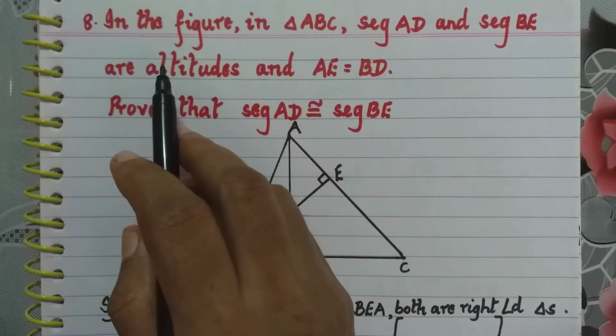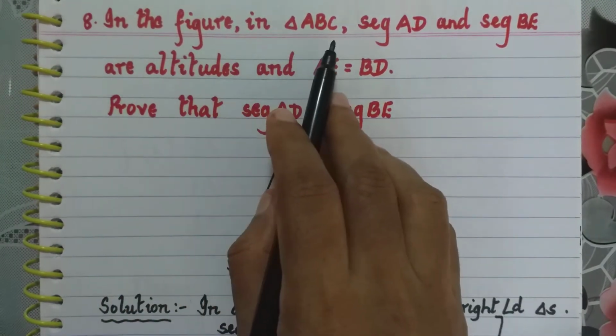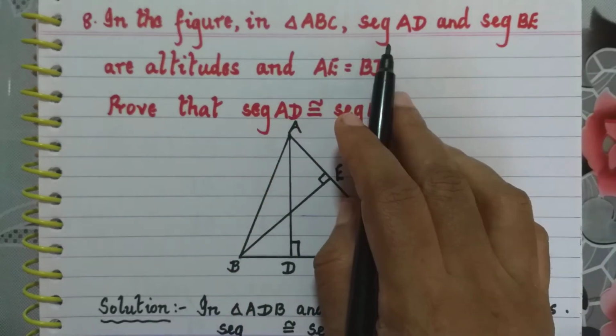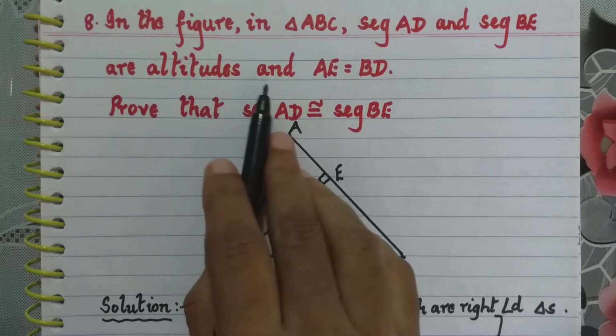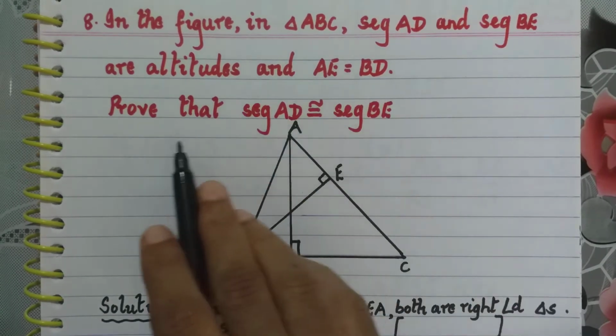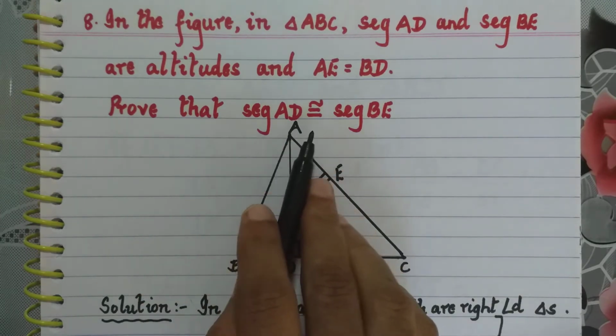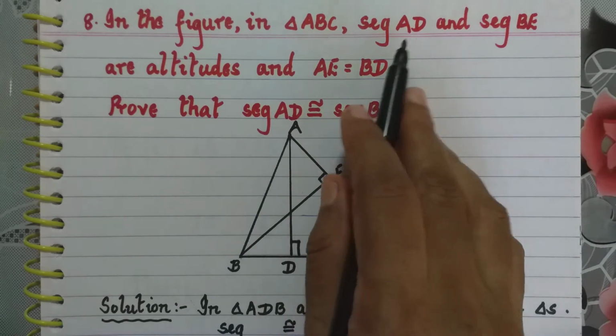Now see the eighth question here. In the figure here, in triangle ABC, segment AD and segment BE are altitudes and AE is equal to BD. We have to prove that segment AD is congruent to segment BE.